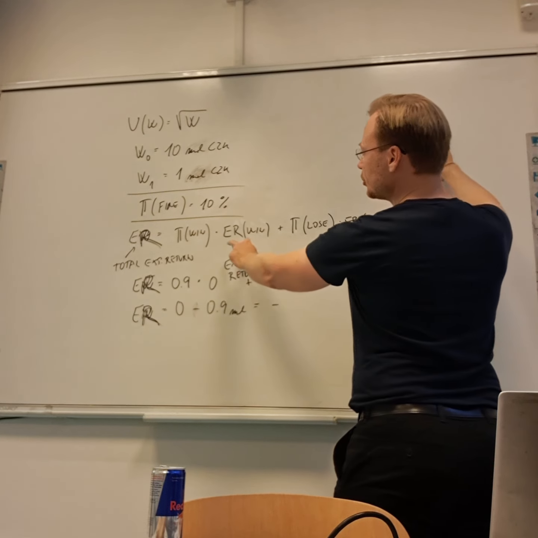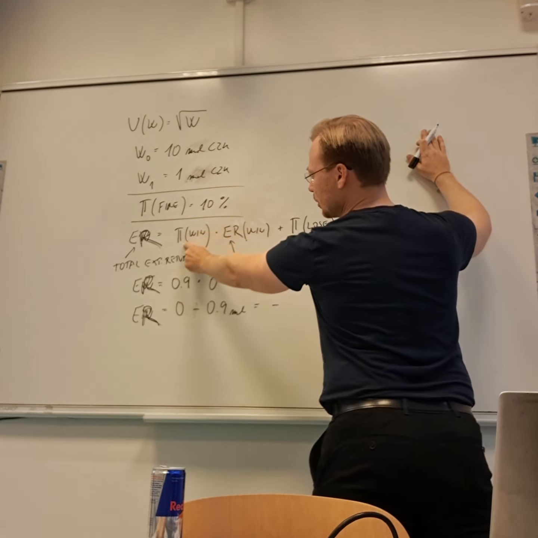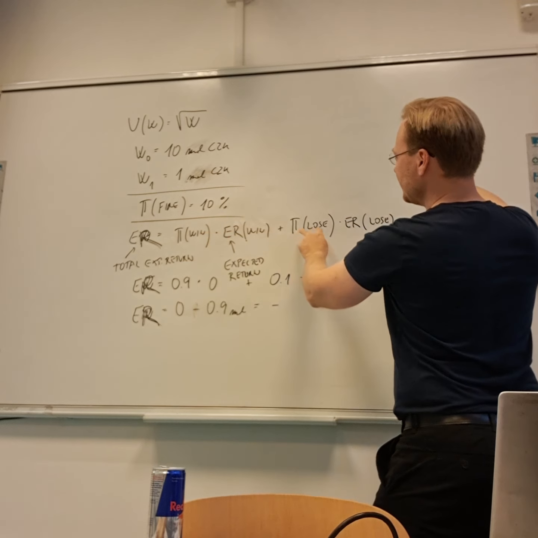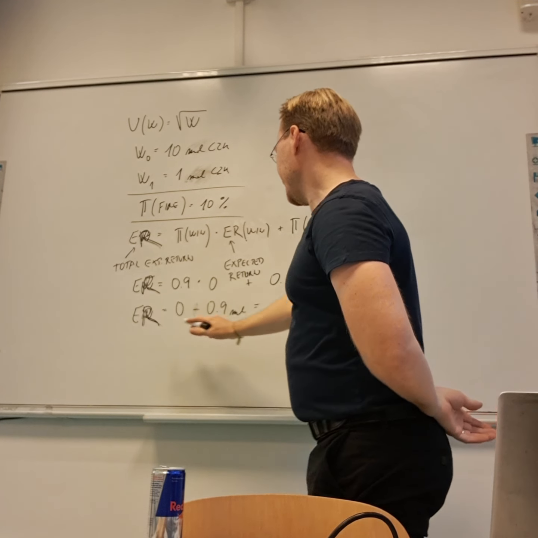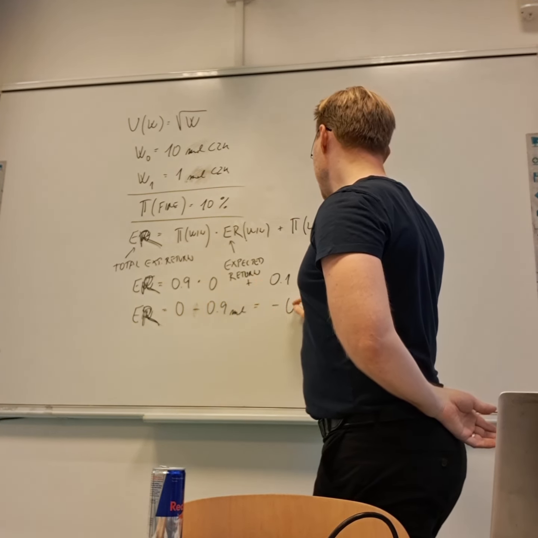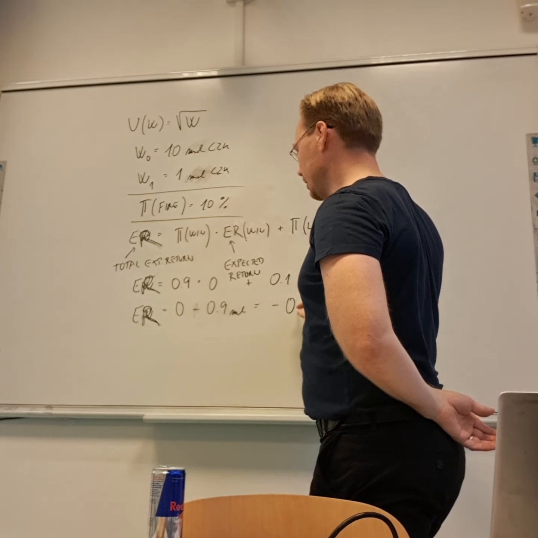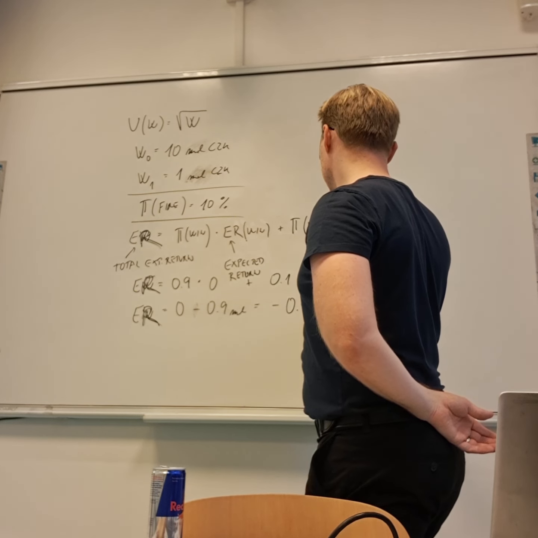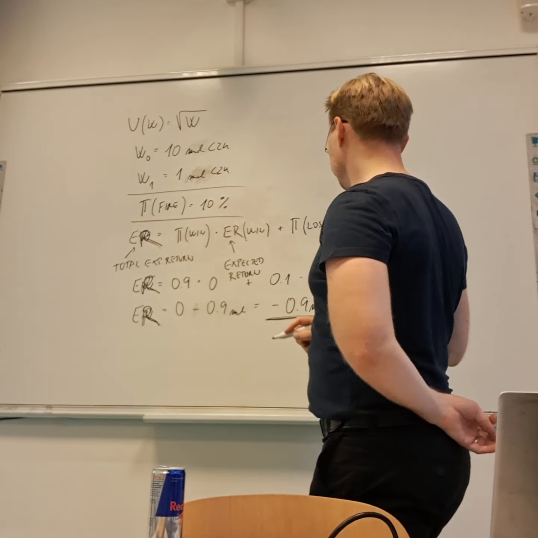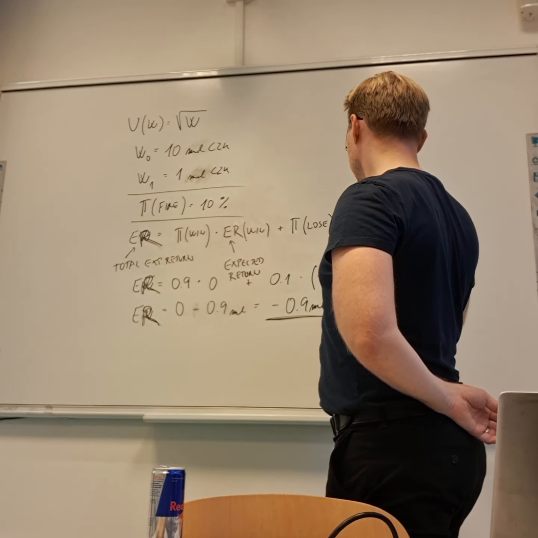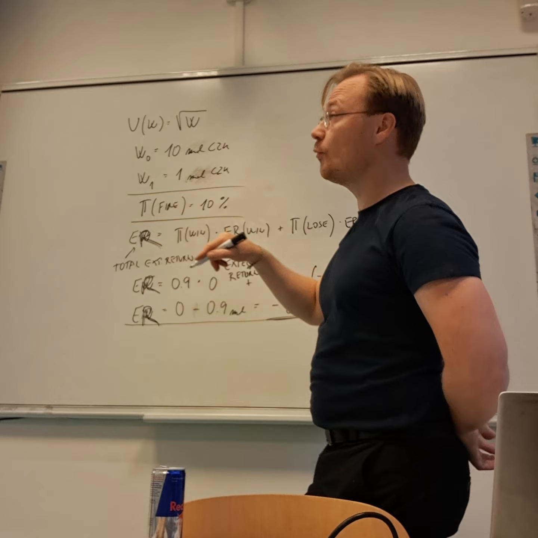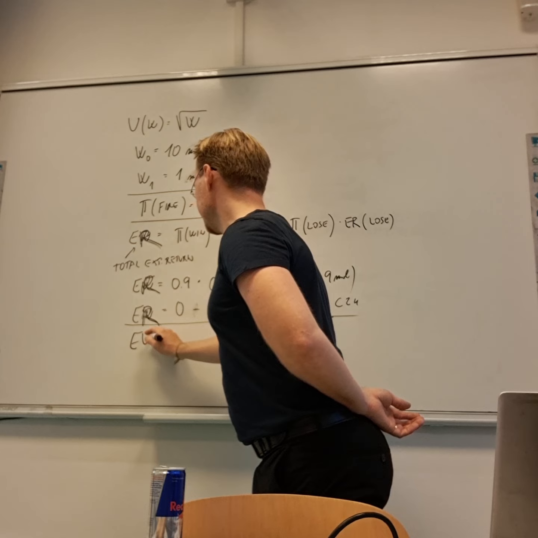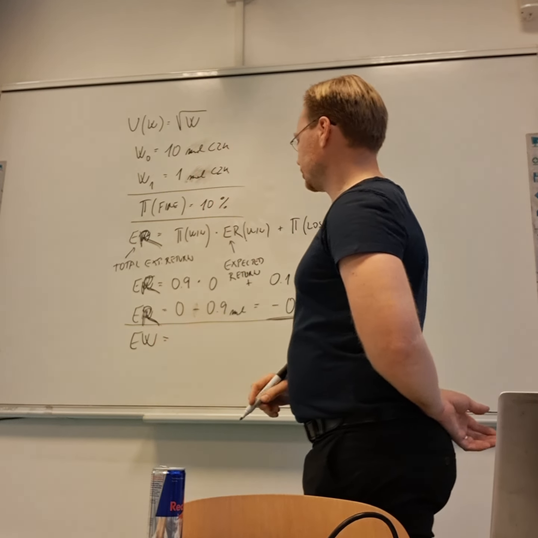The total expected return will be my expected return if I win times the probability of the win, plus the expected return of my loss times the probability of the loss. So the expected return will be minus 900,000 crowns. Now, expected wealth, which I actually wanted to discuss before, will be what?